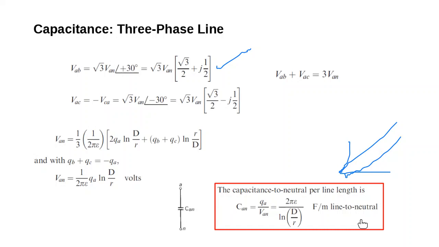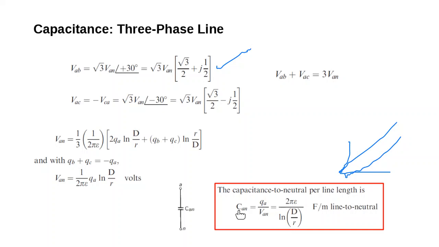Okay, so this equation here, line to neutral, this is the one that you will put on your cheat sheet in the final exam. I will not ask you about the derivation. But as an engineer, you need to know the theory behind why we have a natural log. You already know natural log because we integrated 1 over x.